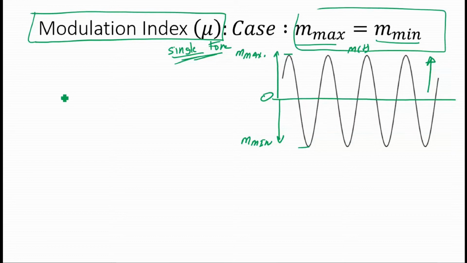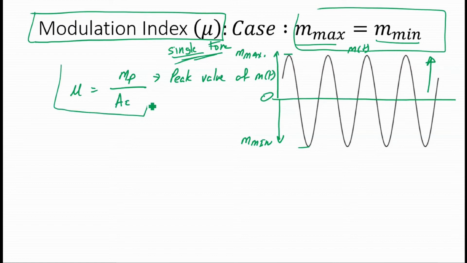Right? So we say that we have a modulation index mu, which is equal to the peak value of the message signal. Let me call it as MP. That is the peak value of the message signal. This is the peak value of m of t divided by the offset that we're giving. So let us say we're giving an offset of A or AC, whatever. This governs the modulation index.